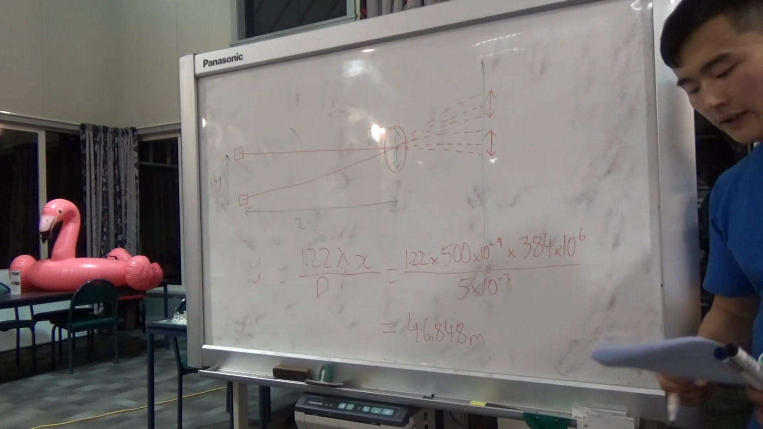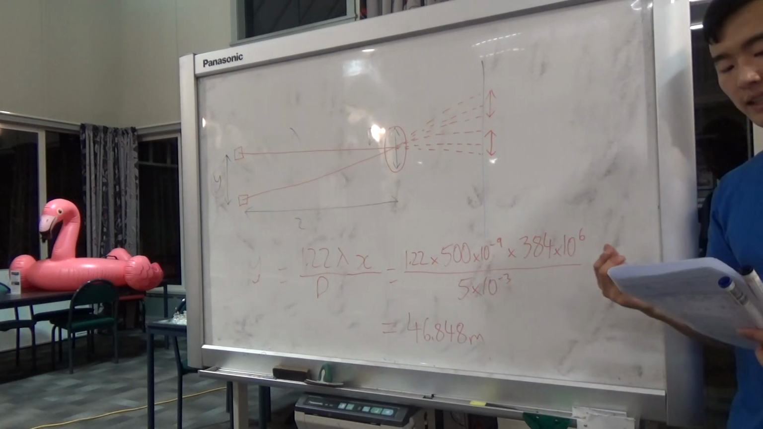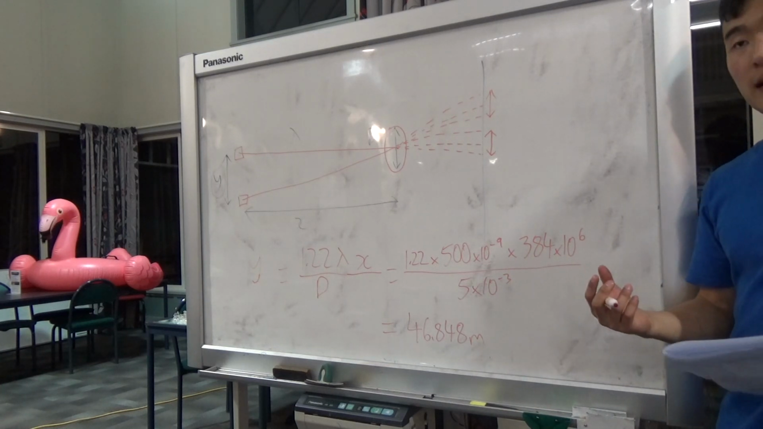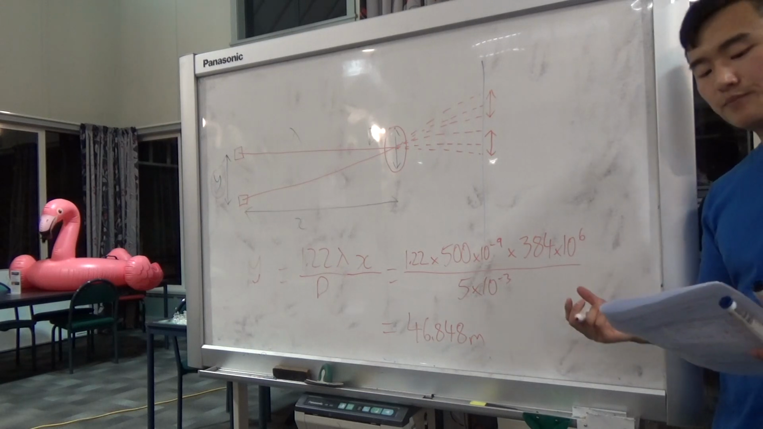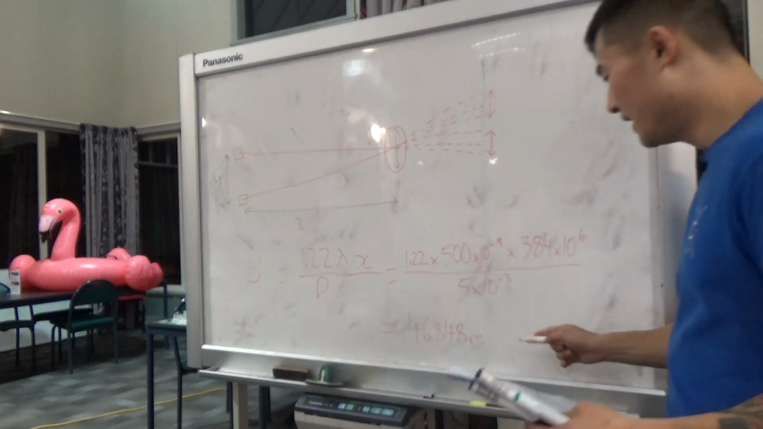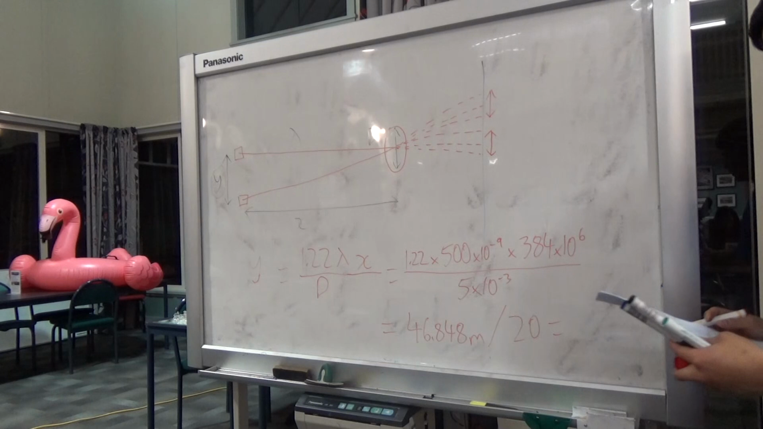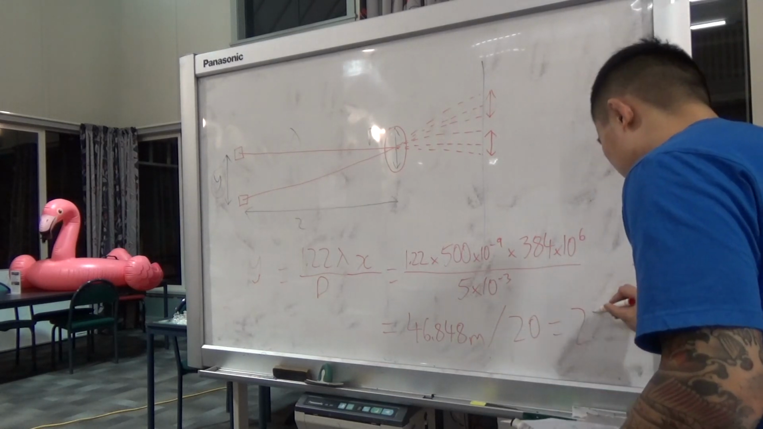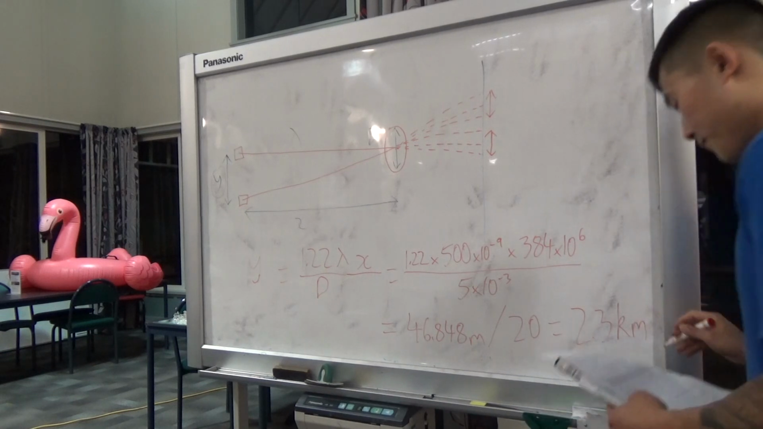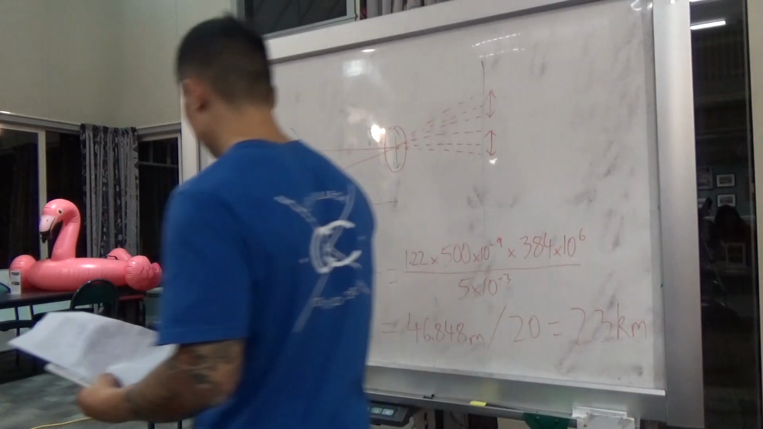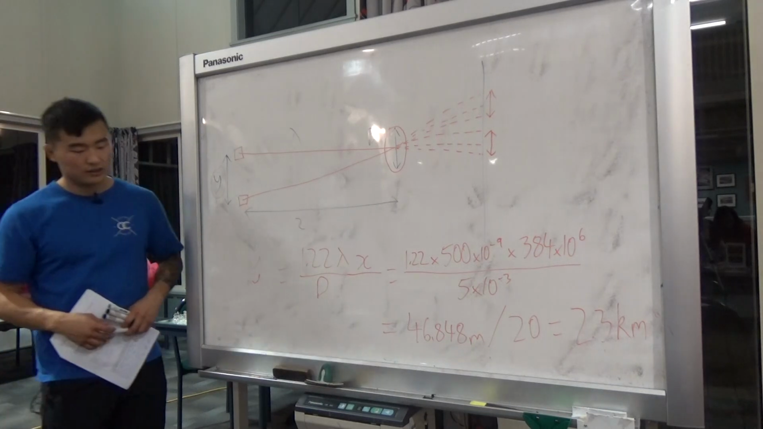Okay, so then you have to remember that the telescope had a magnification of 20, so you're going to be able to resolve 20 times higher. Okay, so you're going to divide that by 20, and that will give you your answer. So that's going to be 2,300 meters, which is 2.3 kilometers. Okay? So this is for circular apertures, all right?